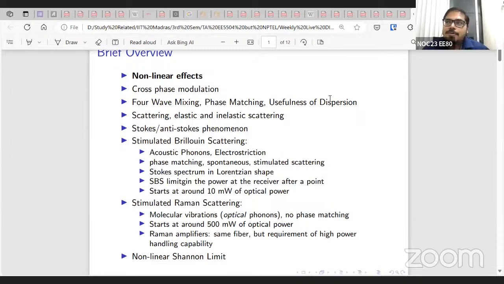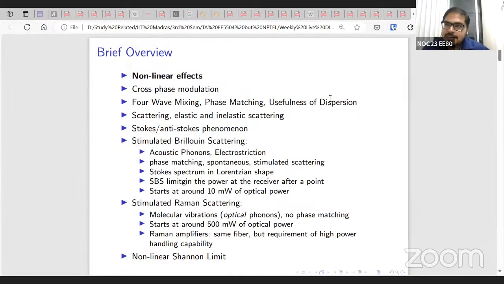Then we went on to discuss the other nonlinear effects, which are the scattering effects. Previously we had encountered Rayleigh scattering, which is a linear scattering. If some wavelength gets scattered, the scattered light will also have the same wavelength. In contrast, Brillouin scattering and Raman scattering will give rise to different wavelengths compared to what was incident.